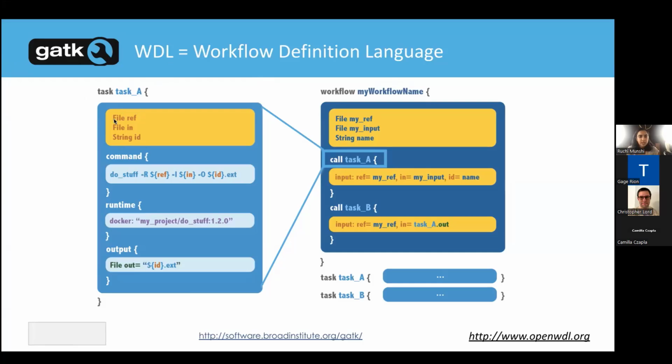In the yellow, what you're seeing up here is a list of inputs. So in this case, I have a file type. The caps will indicate that there's a very strongly typed input here. So it's definitely a file, and the variable name for it is just ref, and then a file just called in, and then a string called ID. And so these are the 3 inputs, or the recipe inputs, for my task.